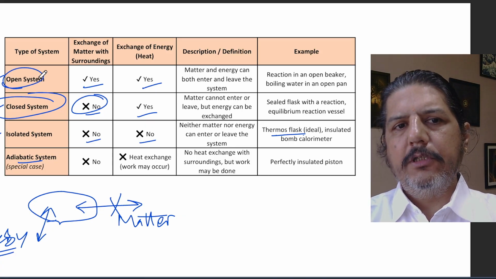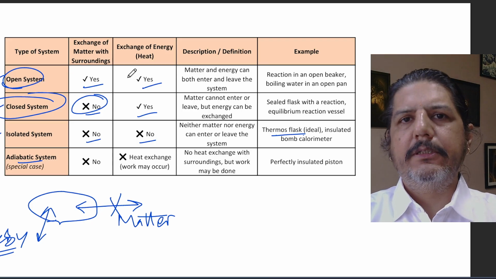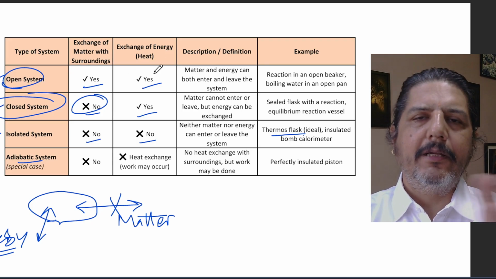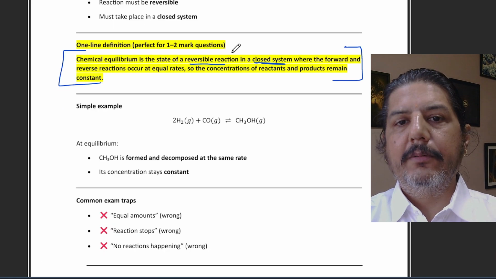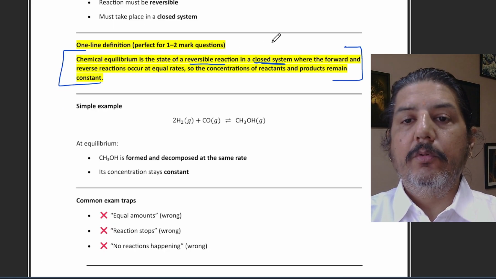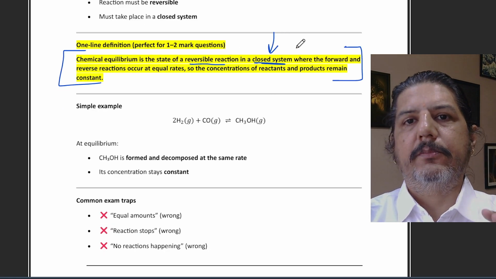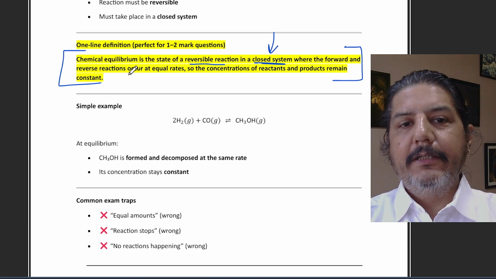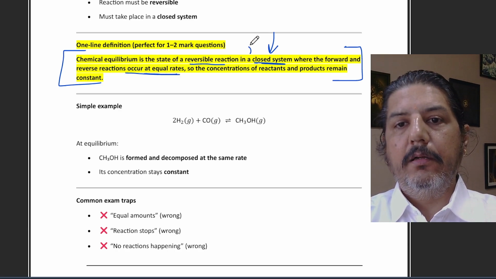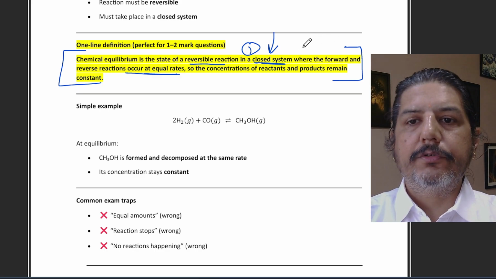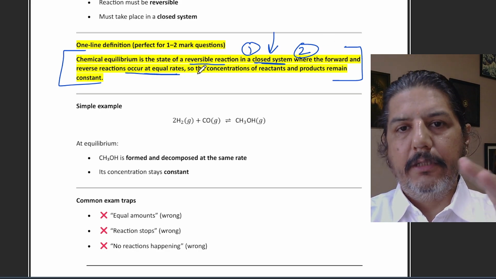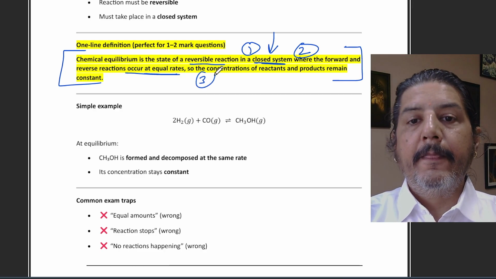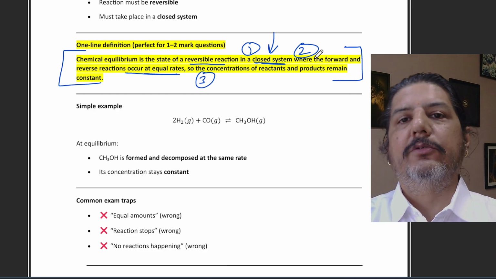Now compare this with an open system. In an open system, both matter as well as energy can be exchanged with the surroundings. So a very important thing about equilibrium is that it can only happen in a closed system where the forward and the reverse reaction occur at equal rates. So chemical equilibrium, first important point: it happens in a closed system. Second important point: the rates of the forward and the reverse reaction become equal. Third: the concentrations of reactant and product remain constant.